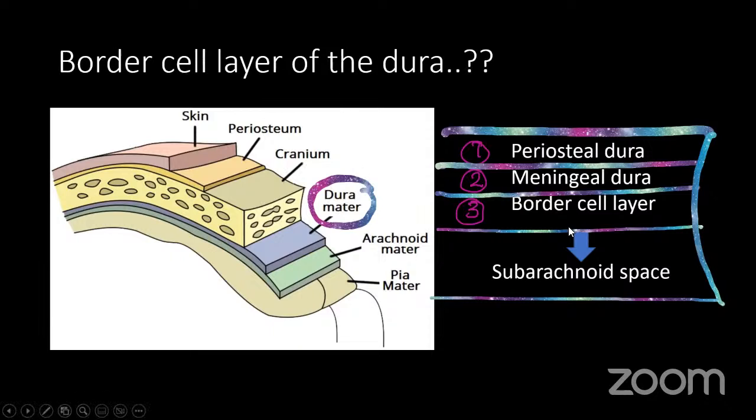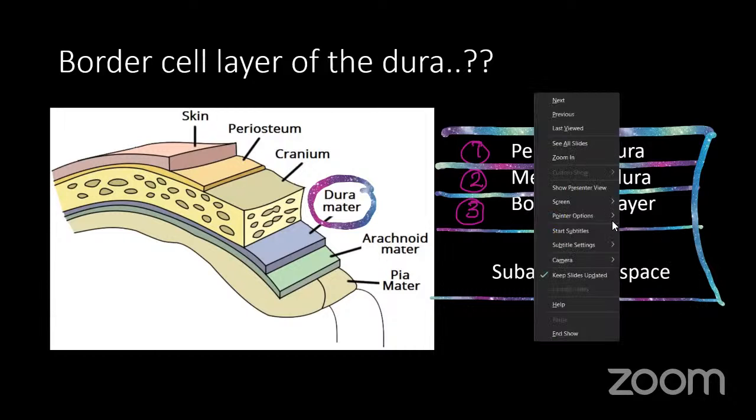It is actually the innermost layer of the dura. The dura basically has the periosteal layer, the meningeal dura, as well as the border cell layer. And beneath the border cell layer, there is the subarachnoid space. So basically, the blood starts collecting below the border cell layer.